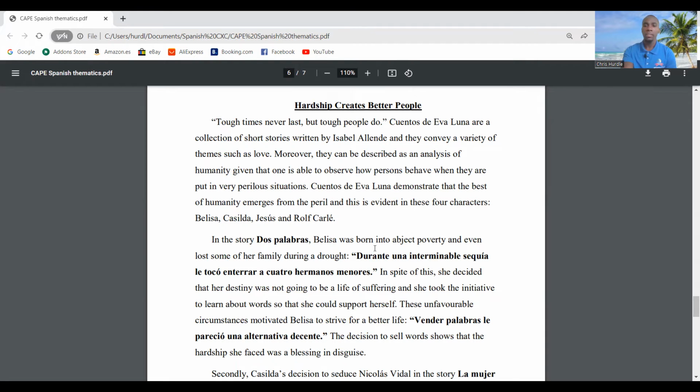In the story Dos Palabras, Belisa was born into abject poverty and even lost some of her family during a drought. Durante una interminable sequía, le tocó enterrar a cuatro hermanos menores. In spite of this, she decided that her destiny was not going to be a life of suffering, and she took the initiative to learn about words so that she could support herself. These unfavorable circumstances motivated Belisa to strive for a better life. Vender palabras le pareció una alternativa decente. The decision to sell words shows that the hardship she faced was a blessing in disguise.